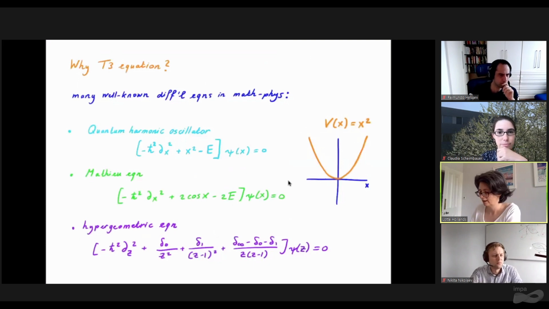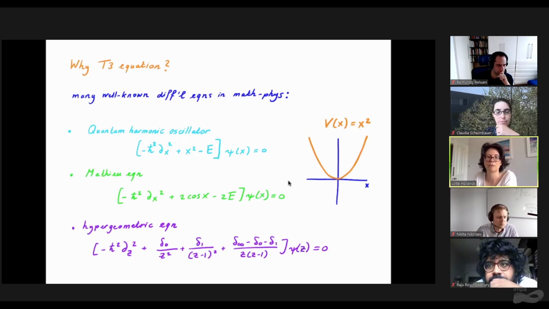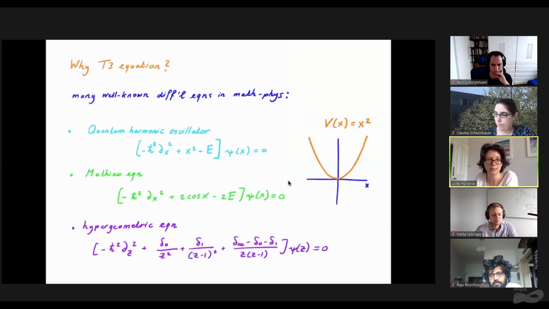Right, so why are we interested in this particular T3 equation? Well, as you probably agree, there are many well-known differential equations in mathematical physics, and some of them appear as Schrödinger equations. Think of the Schrödinger equation for the quantum harmonic oscillator, which is just given by a degree 2 equation with a quadratic potential. A slightly more generalized version of that is the Mathieu equation, which is a Schrödinger equation with a periodic potential.